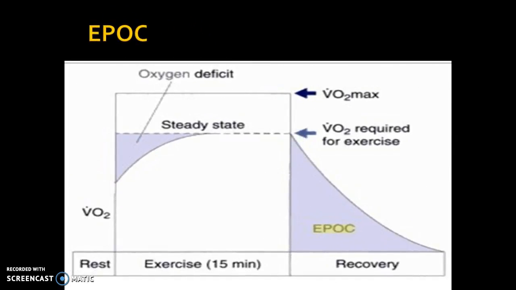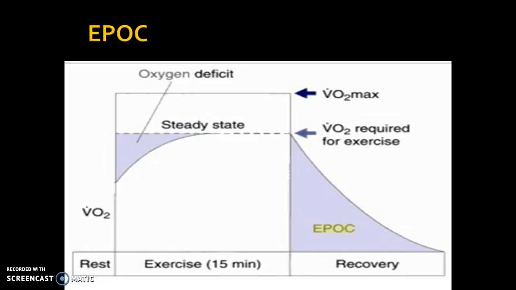EPOC stands for excess post-exercise oxygen consumption above resting levels. Now, in steady state, on this graph, the grey shaded area labelled oxygen deficit is the deficit of oxygen that the body has. This is where the body will be working anaerobically, because it needs oxygen and it's not getting enough, so we're working anaerobically to produce energy for the exercise.